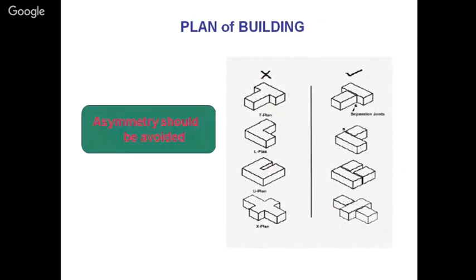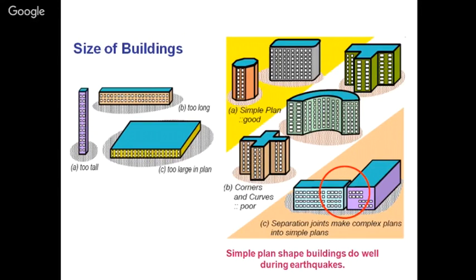Plan of the building should be simple. If it is complex, then you should provide an expansion joint in between. These are some of the suggestible shapes. Too long is not suggested, too large in span is not suggested, too tall is not suggested if not being properly designed and taken care of. Preferably, that is why it is written here, if your purpose is served with a lesser height, then it is okay to provide lesser height.